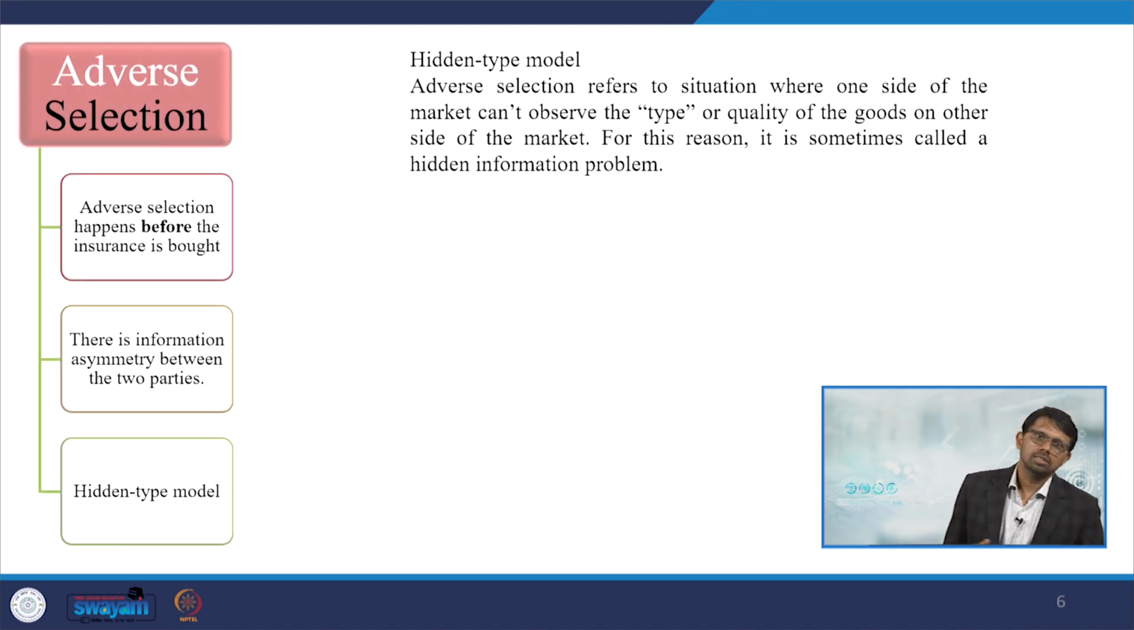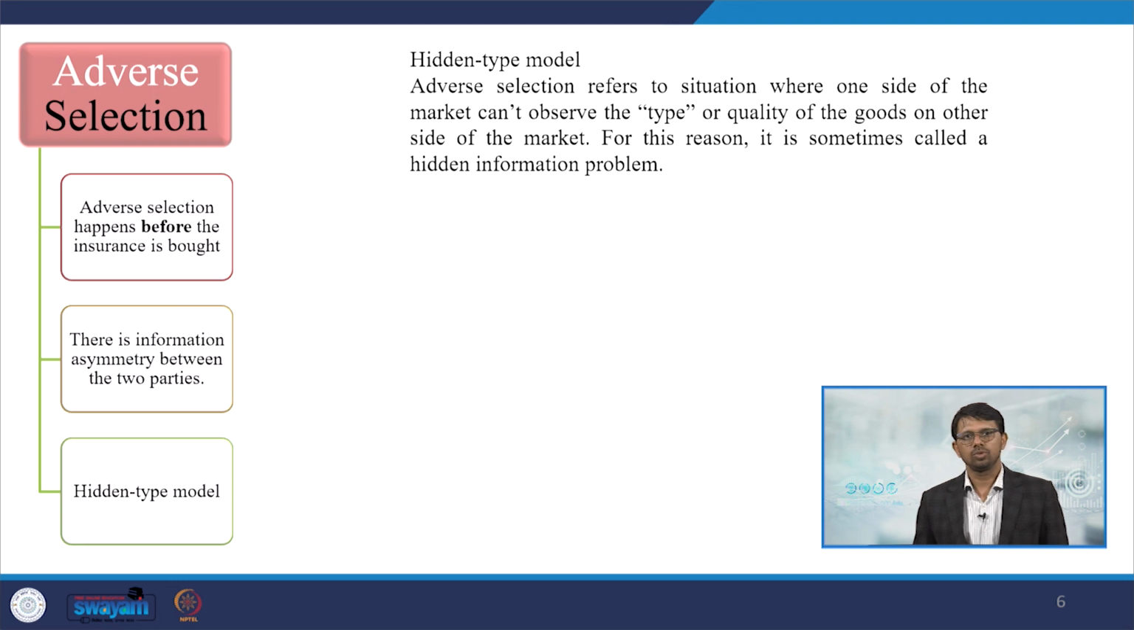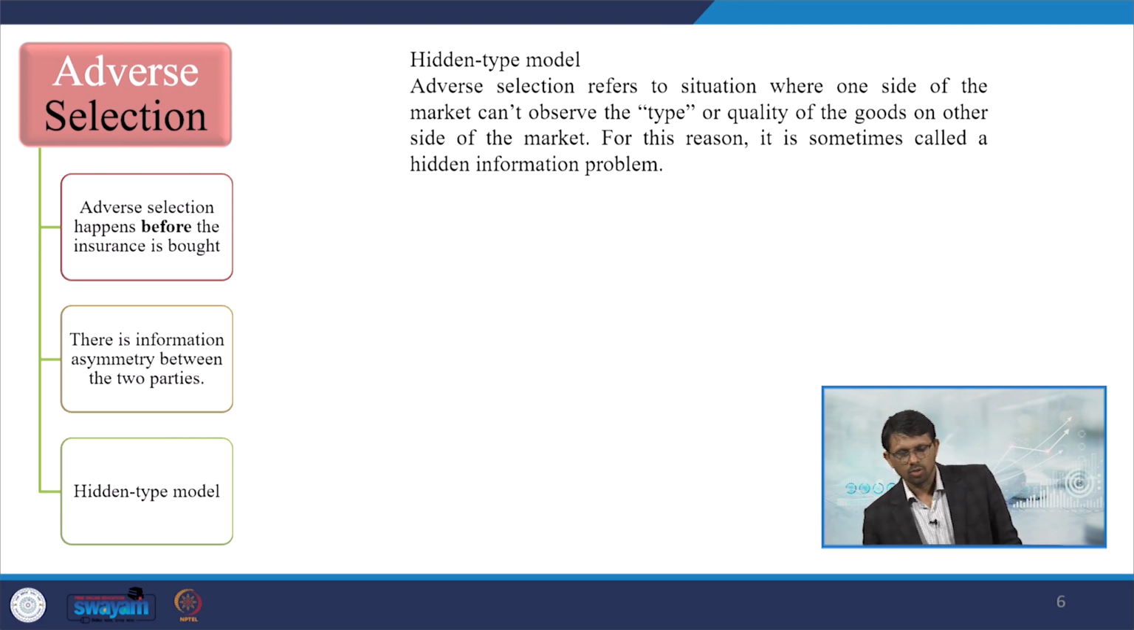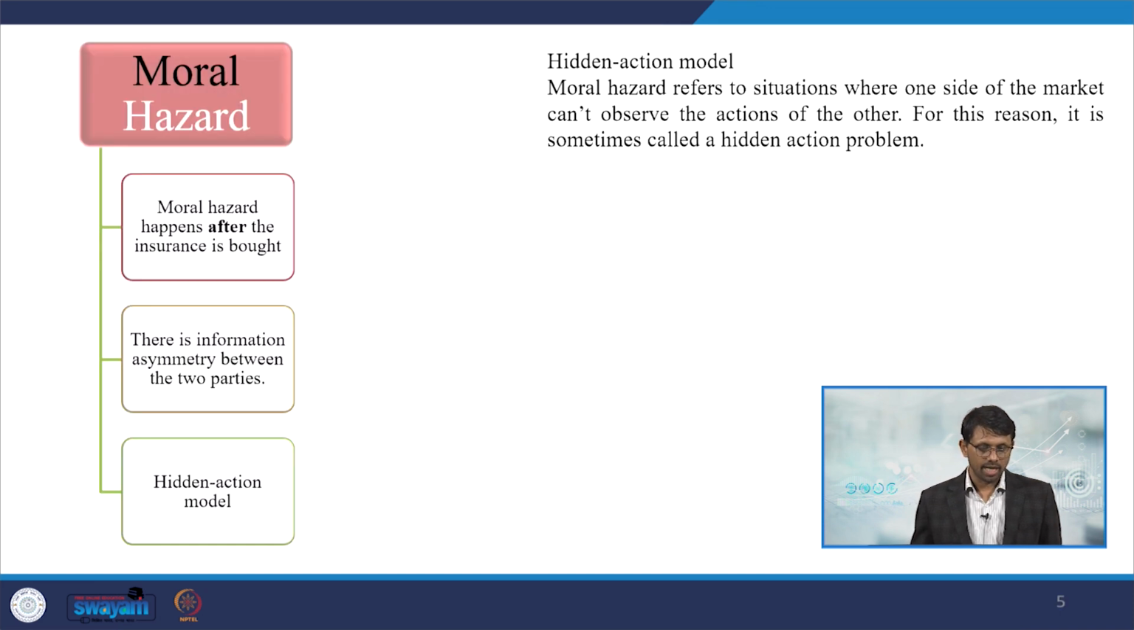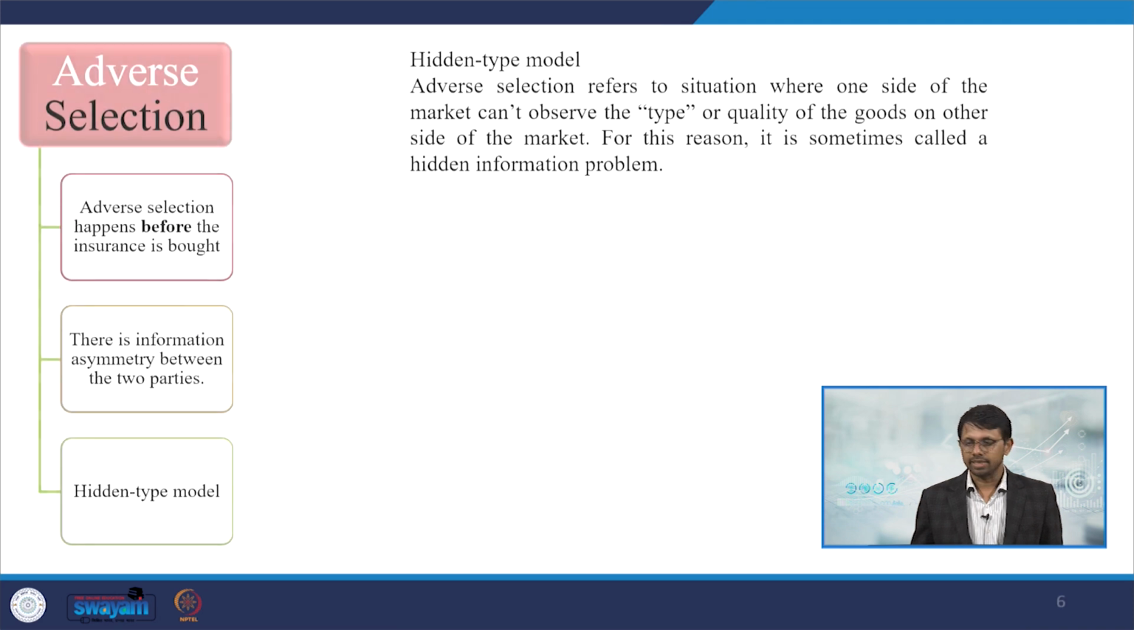In contrast, adverse selection refers to a situation when one side of the market cannot observe the type or quality of the goods on the other side of the market. For this reason, it is sometimes called the hidden information problem. This usually occurs before the insurance is bought. There is information asymmetry between the two parties, and hence it is called the hidden type model. The previous one we said hidden action model, and this is called hidden type model.